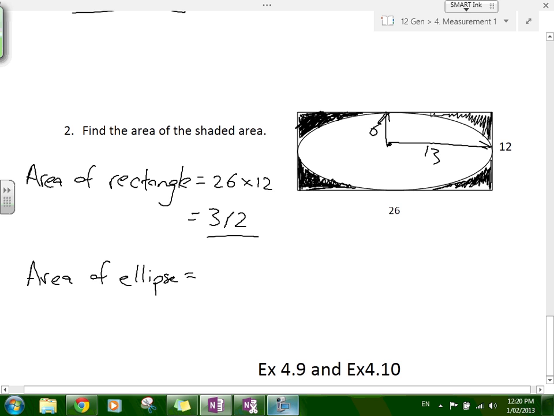Ellipse equals pi times 13 times 6 equals 245. And then you can subtract.